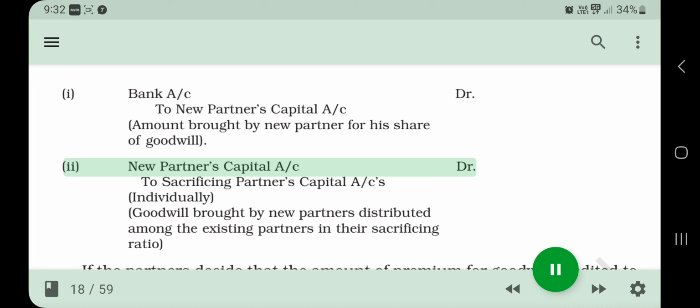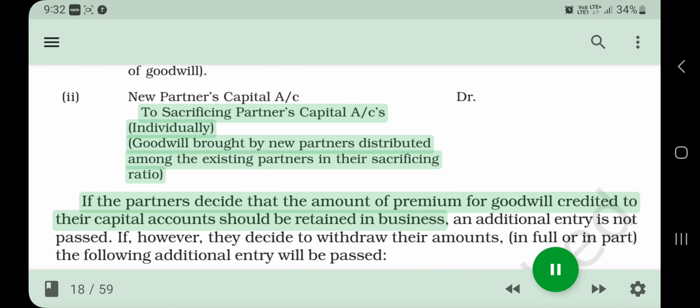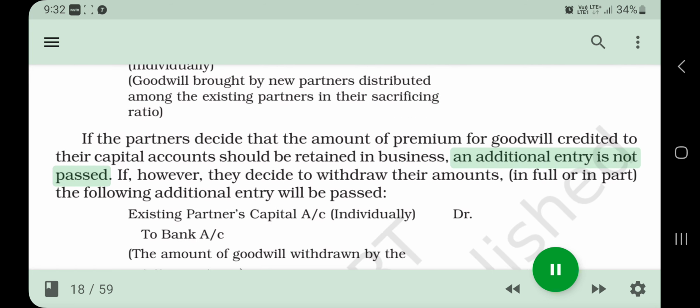2. New partner's capital A/c Dr. To sacrificing partners' capital A/cs, individually, goodwill brought by new partner distributed among the existing partners in their sacrificing ratio. If the partners decide that the amount of premium for goodwill credited to their capital accounts should be retained in business, an additional entry is not passed.